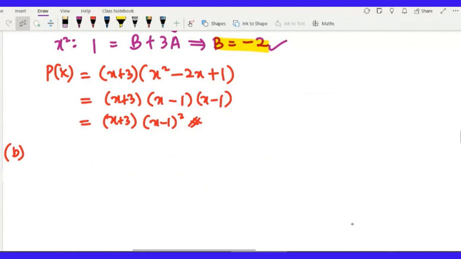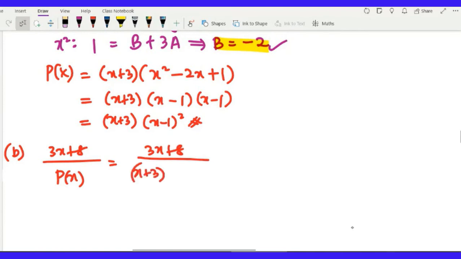Okay, so express (3x + 8) over (x + 3)(x − 1)² in partial fractions. Tulis balik. Di sini kes linear dengan repeated linear. Ini kes linear, yang ini repeated linear.